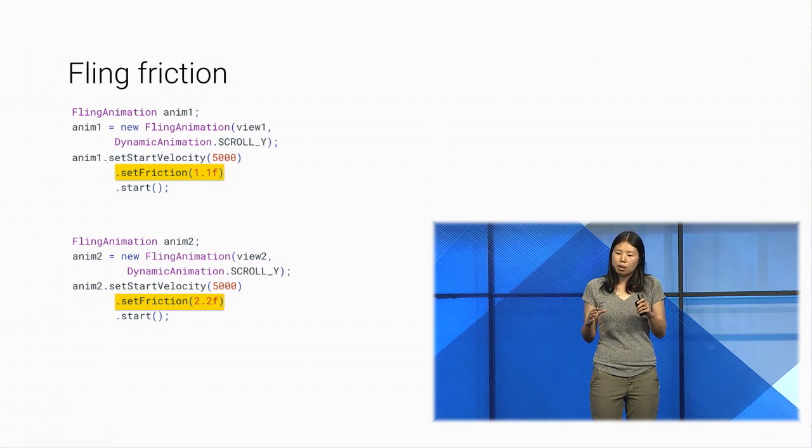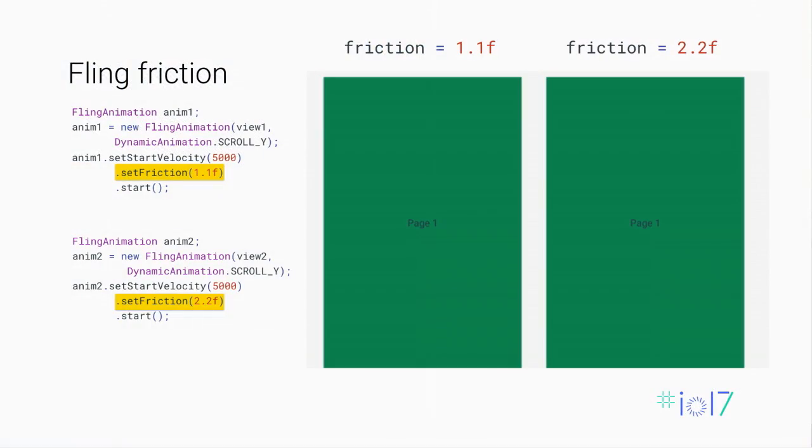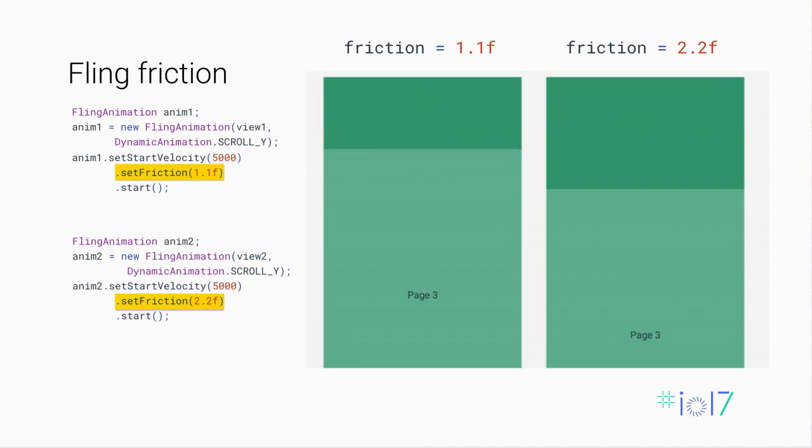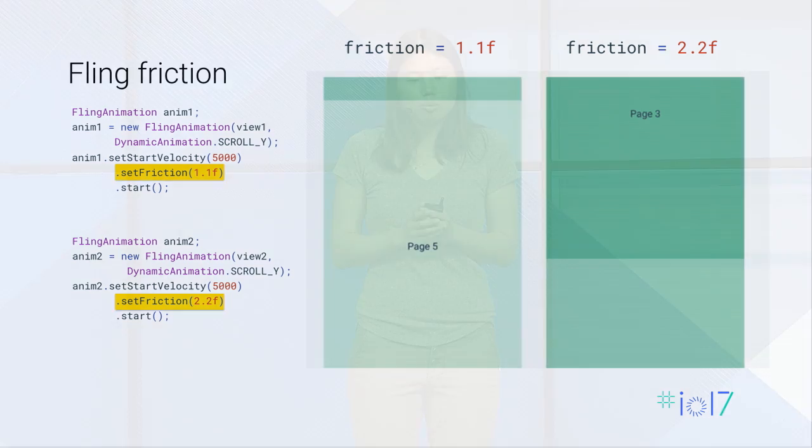And if we run these two animations side by side, we can see how the friction affects the look of the animation. As you can see here, with a smaller value of friction, the animation would go on for much longer, whereas when the friction is higher, naturally it decelerates the movement a lot faster, causing the animation to stop a lot sooner. And you can configure the friction to whatever positive value that looks good for your animation.